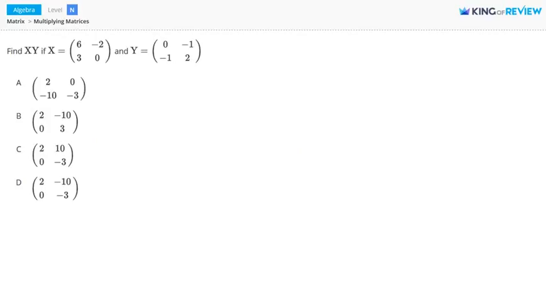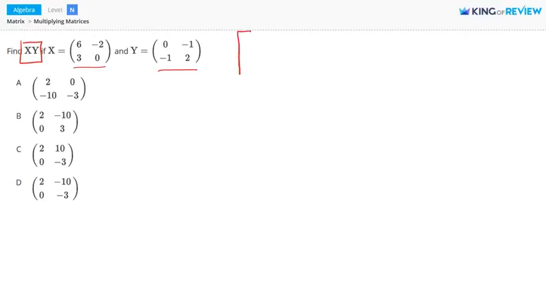In this problem, we're asked to find matrix X times matrix Y, and we're given matrix X and matrix Y here. So what is a matrix? A matrix is a rectangular arrangement of numbers in rows and columns. So we have the two matrices here, and we're going to multiply them together.